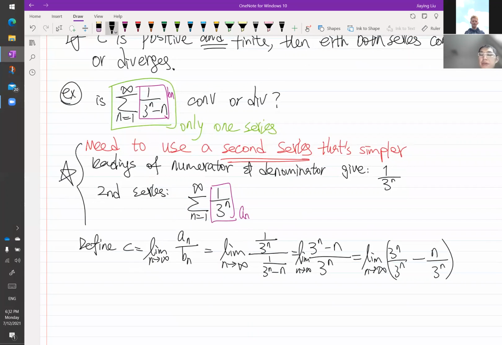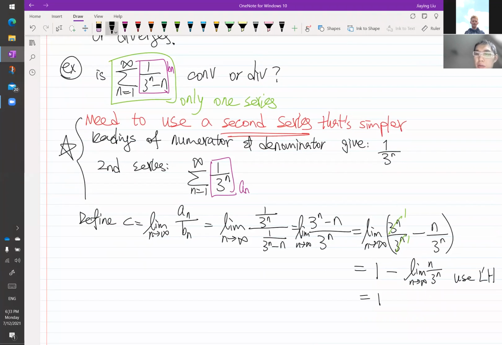As n goes to infinity, the first term is just 1. So this part becomes 1. But what about the second term? Well, when we take the limit of the second term, we might have to use L'Hopital's rule. So let me write it down. The limit of the first term is just 1, minus the limit of the second term, n over 3 to the n. We have to use L'Hopital's rule here.